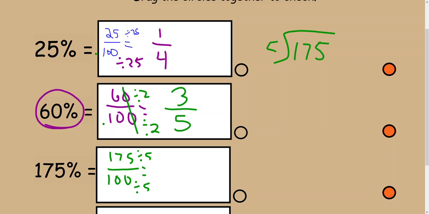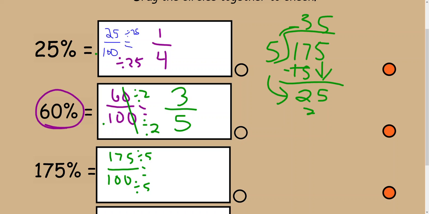divided by 5. 5 won't divide into 1, so how many times will 5 go into 17? 5 times what is close to 17? 3, because 5 times 3 is 15. Put that down there and then we subtract. 17 minus 15 is 2. We bring down our 5. 5 times what is 25? 5. 5 times 5 is 25. We have no remainders. So 175 divided by 5 is 35.